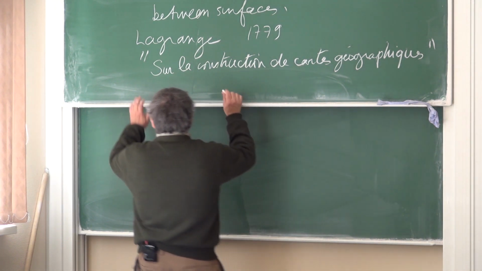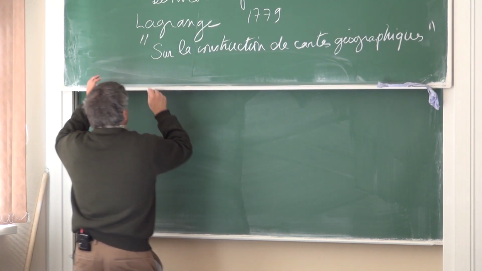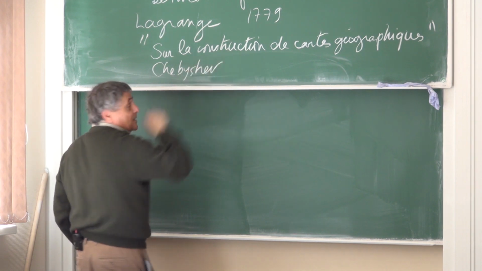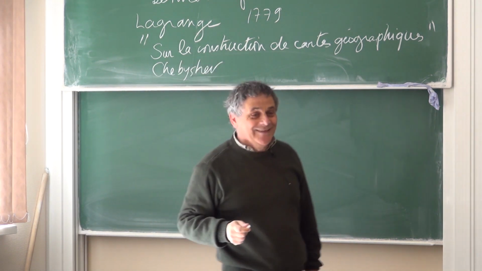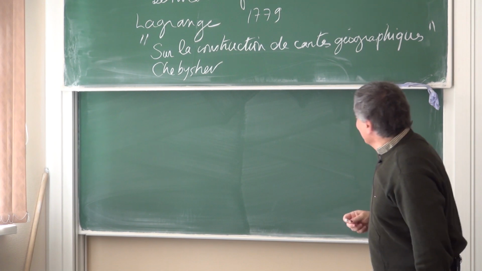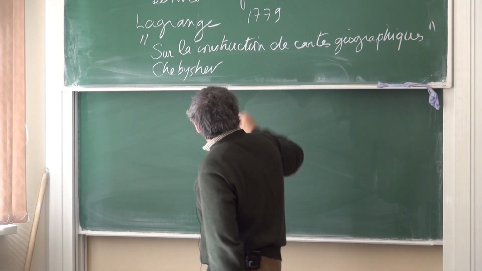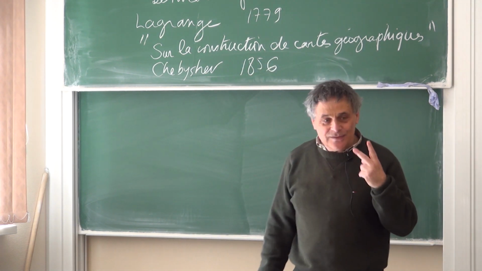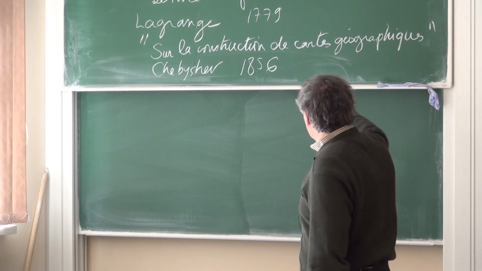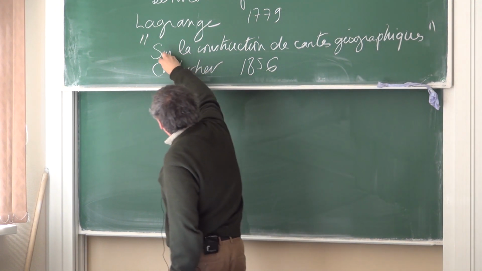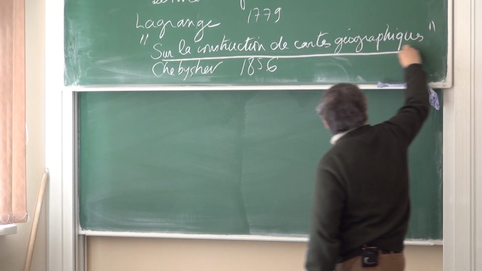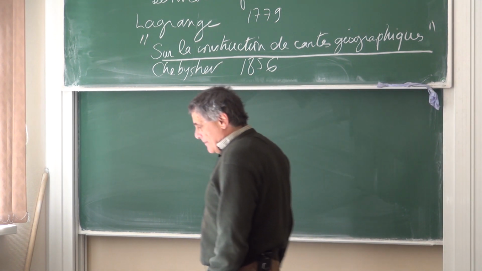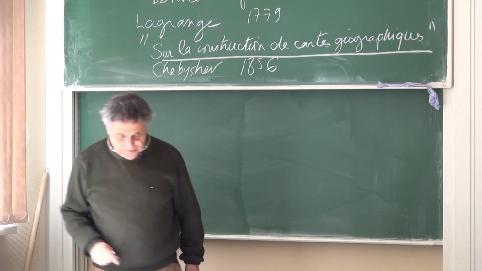And then the next person I want to mention is Chebyshev. This is our hero. And this is in the 19th century, 1856. And he wrote 2 papers also with exactly the same name as the papers of Lagrange. And it's a kind of continuation of the work of Lagrange. I will tell you about them later.